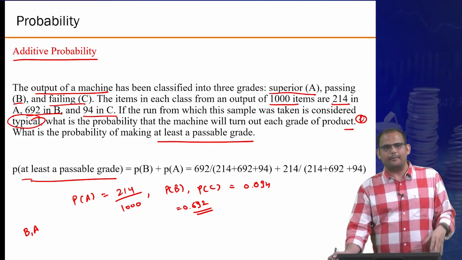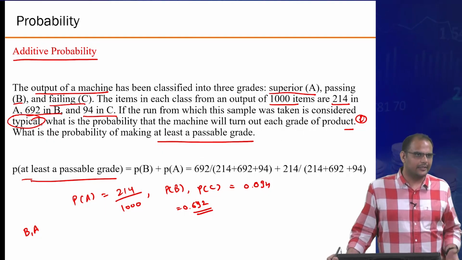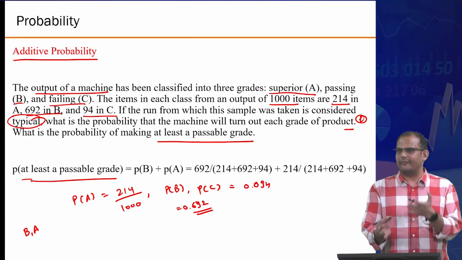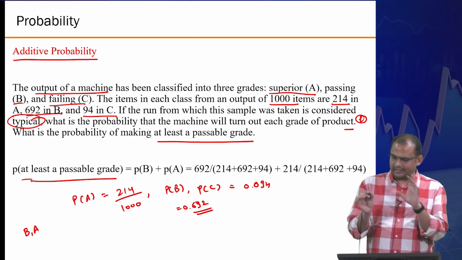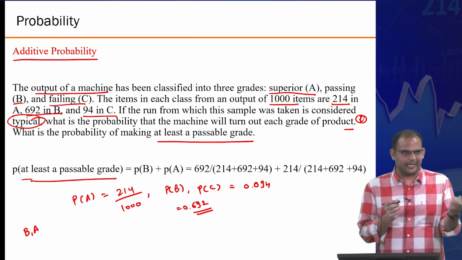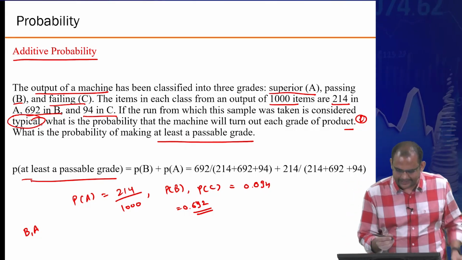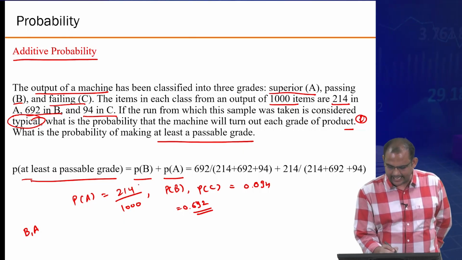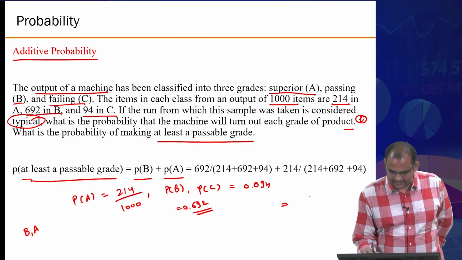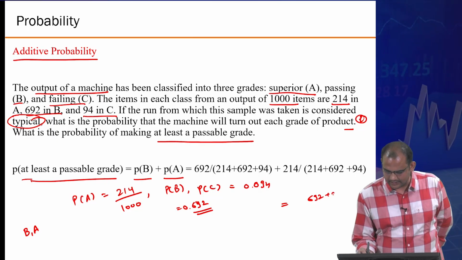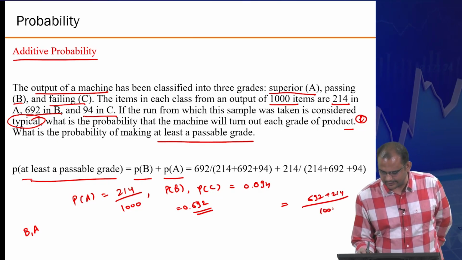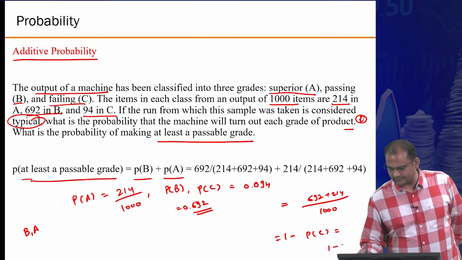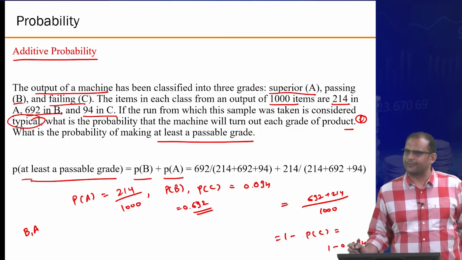So the probability of having at least A or B is you simply add the probability of B and A, because these events are independent, right? That word is very important. It's a technical term. I know a lot of you know it, but here you can simply add the probability of getting B and the probability of getting A. So at least passing will be 692 plus 214 divided by 1000, or alternatively 1 minus the probability of getting C, which is 1 minus 0.094.